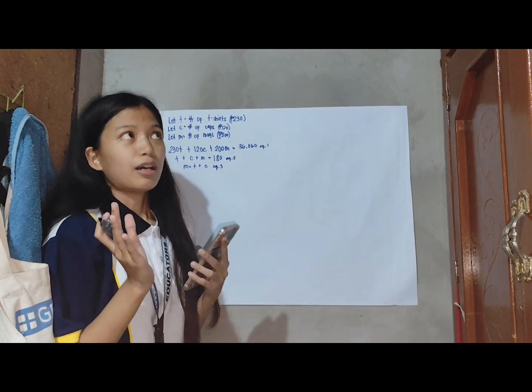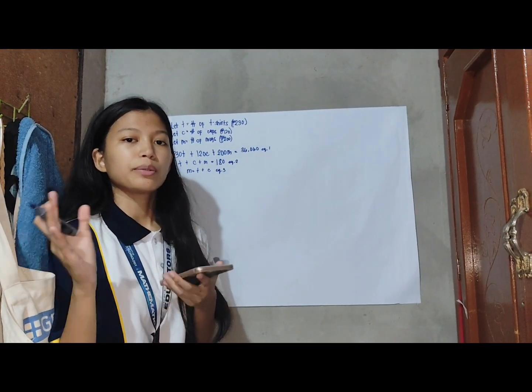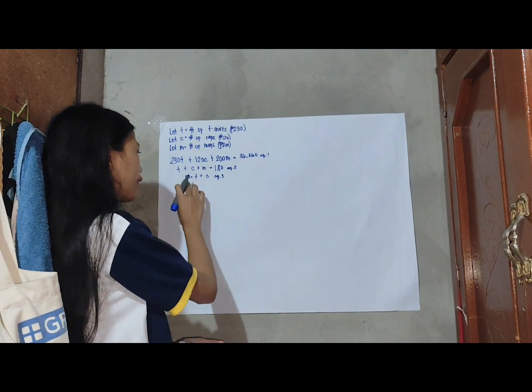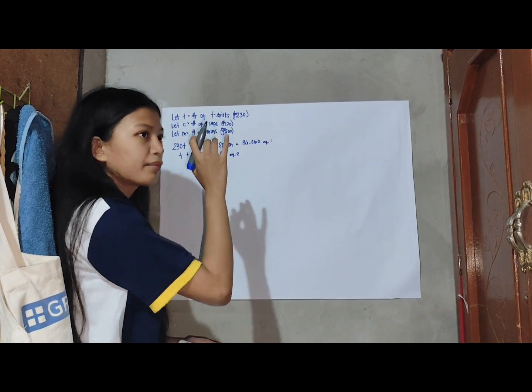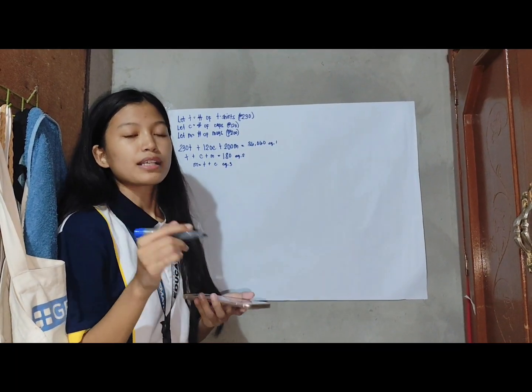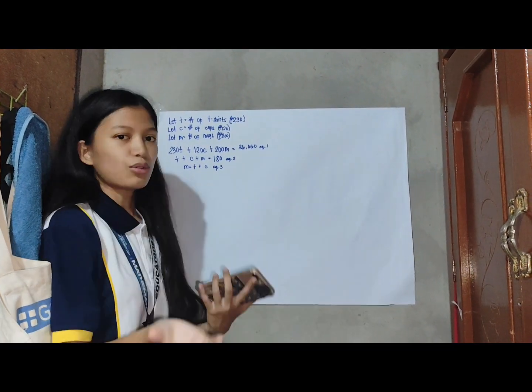So what method of linear equations are we going to use? Since we already have the value of m here, we can just substitute it into this equation. Therefore, the method for the system of linear equations that we will use is the substitution method.